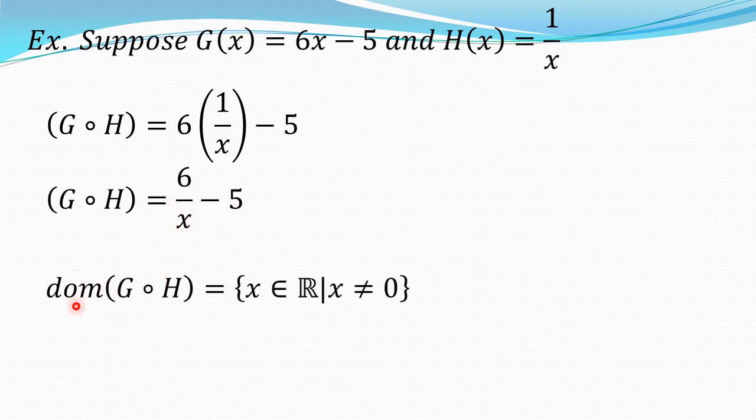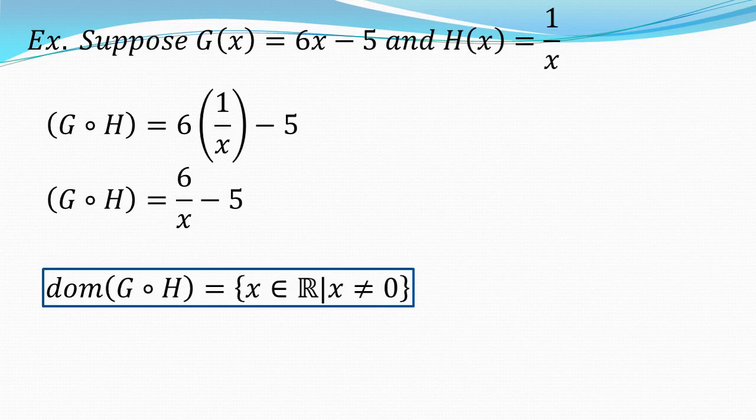So the domain of G circle H is x any real number such that x is not equal to 0. Where did we get this? We got this by observing this expression. We can see that we can't have x being equal to 0 because this would be undefined. That's why this is our domain. This is our final answer for the question, what is the domain?